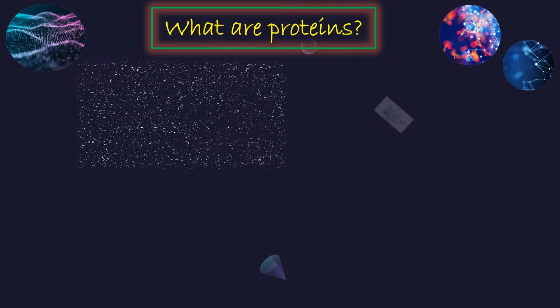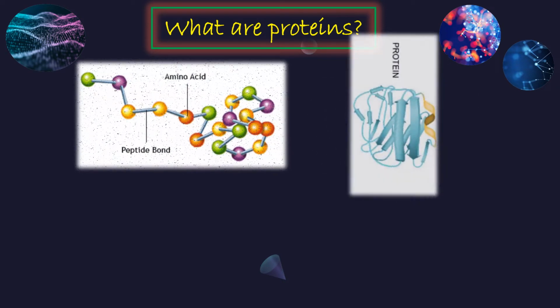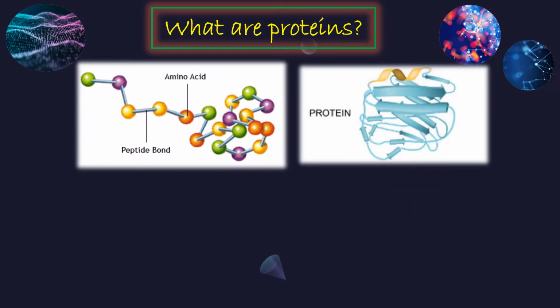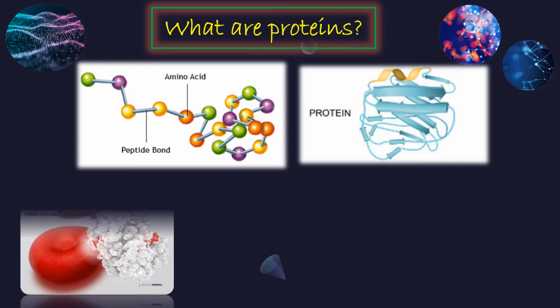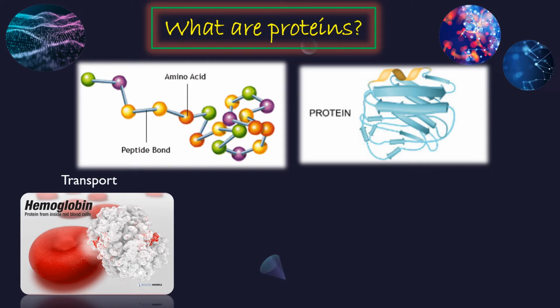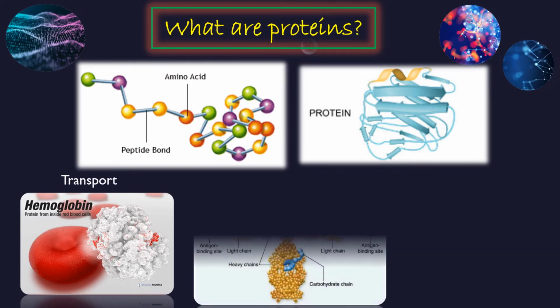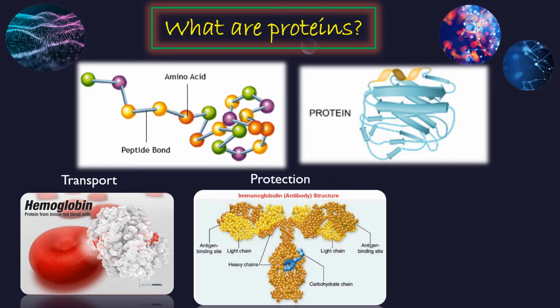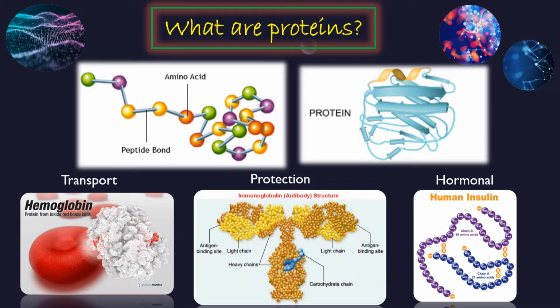Therefore, proteins are a construction of a long chain of amino acids that perform a variety of important duties in our body. To name a few, one example is hemoglobin, which transports oxygen and carbon dioxide in the body. Another example is an antibody like immunoglobulin, which protects the body from bacteria or viruses. Lastly, insulin has a hormonal function of regulating glucose in the body.